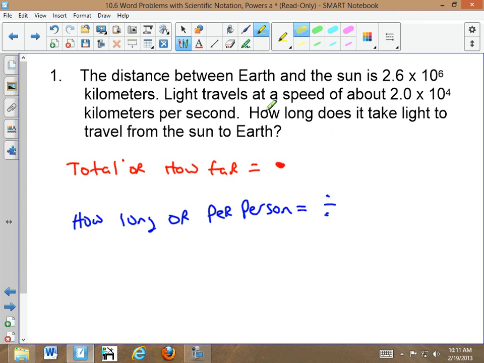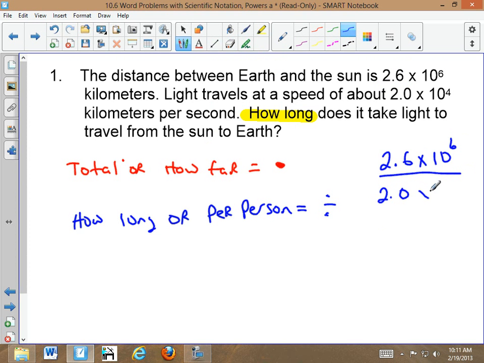So what do we have here in this one, kids? What do we have? How long. What are we going to do with these 2 scientific notations? We're going to divide them. So first one goes on top. Set it up in fraction form. 2.6 times 10 to the 6th power over 2.0 times 10 to the 4th power.